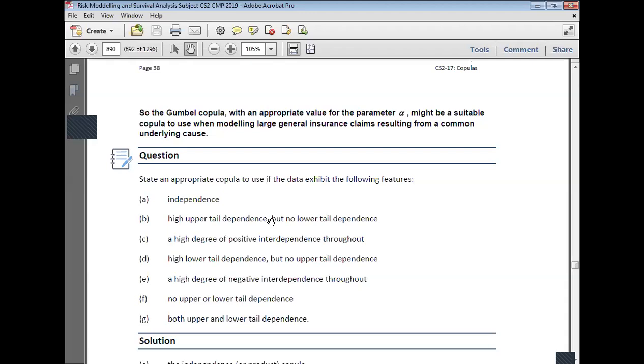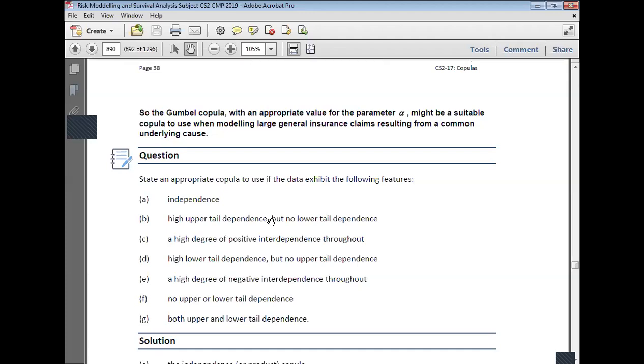Gumbel. Yes, exactly. It will be Gumbel, right? Okay, so next up, I guess we have a high degree of positive interdependence throughout. So you would kind of expect something like a comonotonic copula here, right? At least in comonotonic, you have a perfect positive, but here they don't exactly say perfect positive, you have a high degree.